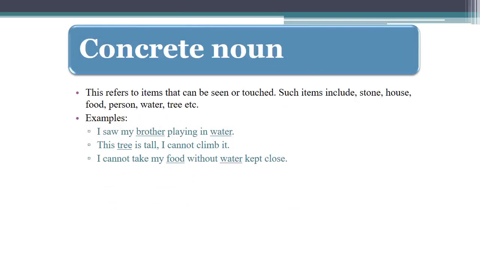Concrete noun. This refers to items that can be seen or touched. Items that are tangible, that can be handled, are called concrete nouns. We could have examples such as stone, house, food, person, water, tree, etc. Any noun which you can see, which you can touch, which is tangible, is a concrete noun.